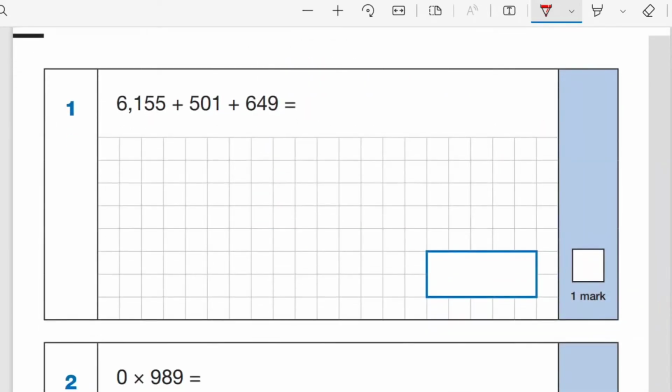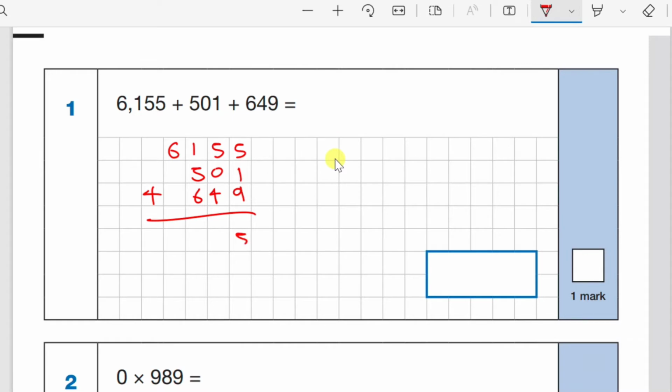Now, number 1. So we have 6,155 add 501 plus 649. So what I always like to do is lay it as a column. So I put 6, 1, 5, 5, and then 501 underneath, and then 6, 4, 9 here. And as always, we always add from the right hand side. So we got 5 add 1 is 6, and then 6 add 9 should give us 15.